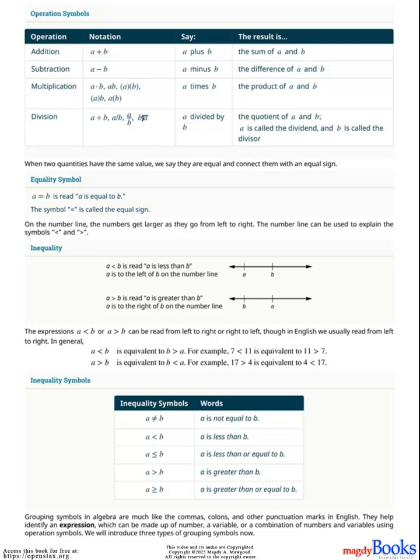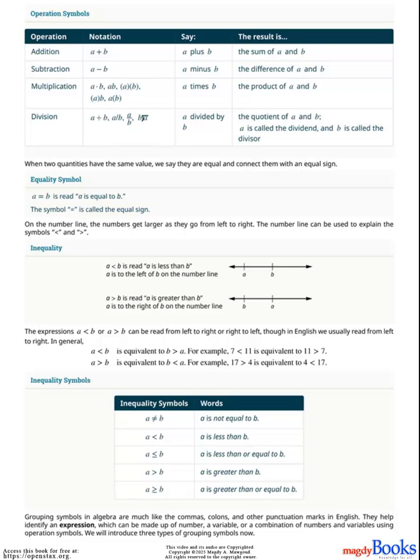3. Multiplication. a dot b. a times b. a multiplied by b. The product of a and b.